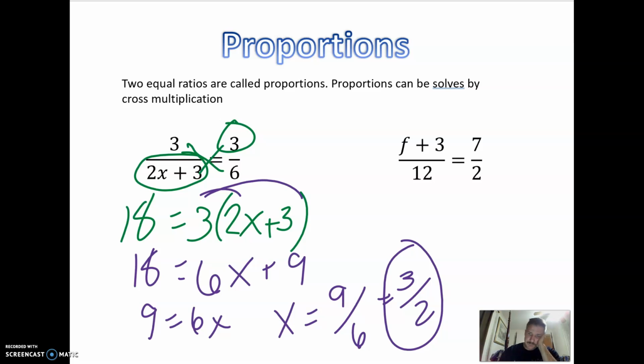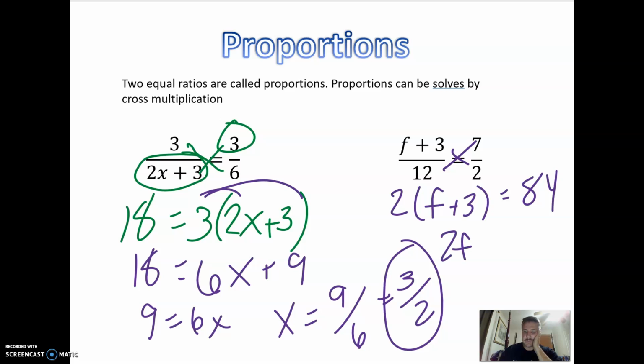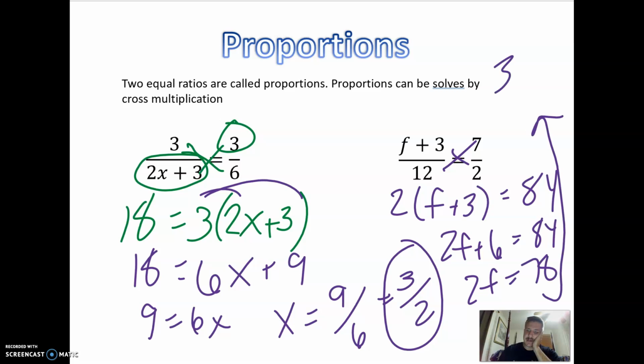Alright. Over here to cross multiply, again, same thing. We would make sure that the 2 multiplies with f plus 3. And then 7 times 12 is 84. And then we would go through and solve it. 2f plus 6. Take away the 6. 2f equals 78. And therefore our final answer would be 39.